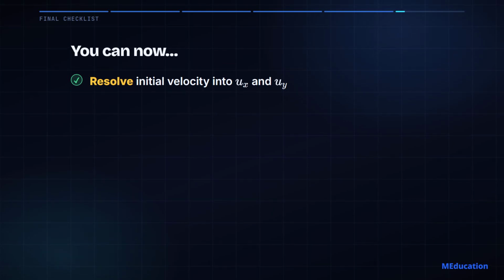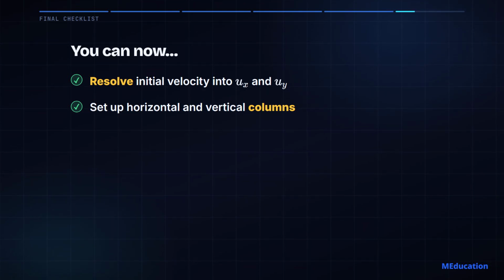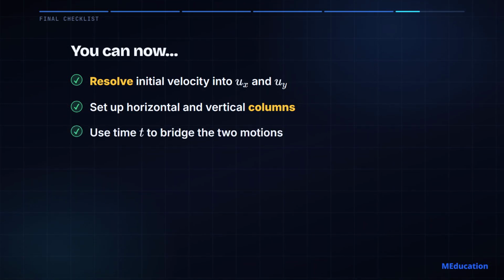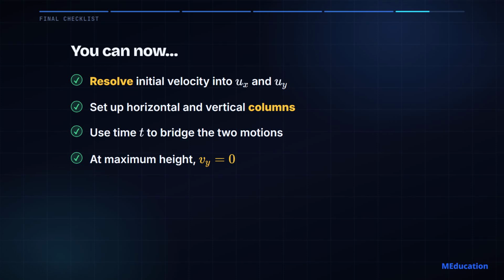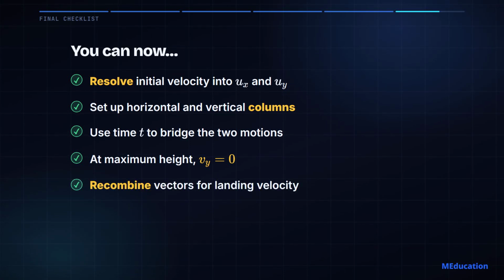You are now ready to tackle projectile questions. Remember to always draw a quick sketch and resolve your launch velocity first. Set up 2 distinct columns and use time as your only bridge. At maximum height, set vertical velocity to 0, and when asked for final velocity, always recombine your components to give both a magnitude and an angle.